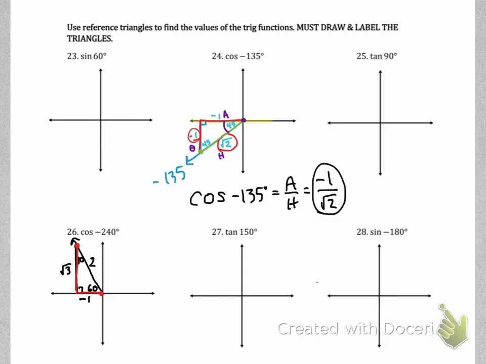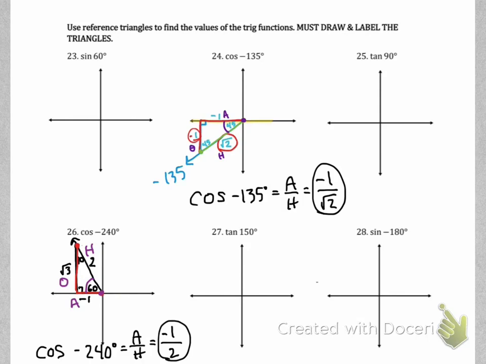Now I just need to label them correctly. If this is theta, the angle always right here at the origin is theta. That makes this the opposite. This one's the hypotenuse, across from the right angle. This one's the adjacent. So if I want to find the cosine of negative 240 degrees, well, cosine is adjacent over hypotenuse. My adjacent is negative 1, my hypotenuse is 2, and my answer is just negative 1/2. All right, how are we doing? You getting this? Let's try one more.